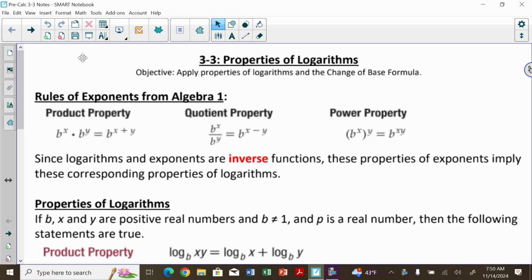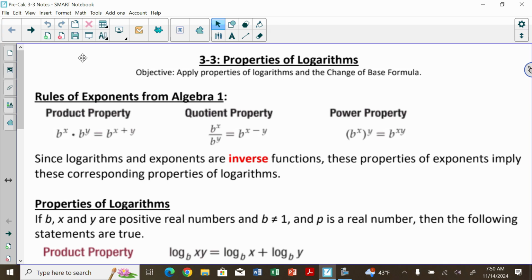Okay, 3-3 notes here, and we're talking about properties of logarithms. So we kind of learned about those in 3-2, what they were, and some different uses of them and different properties there. We have a few more as well.